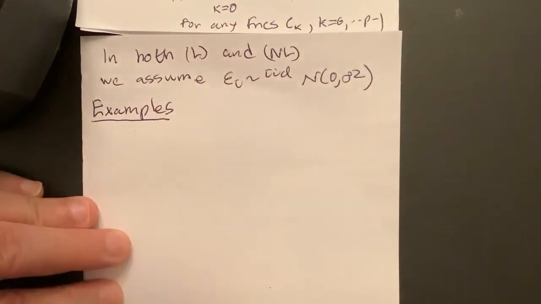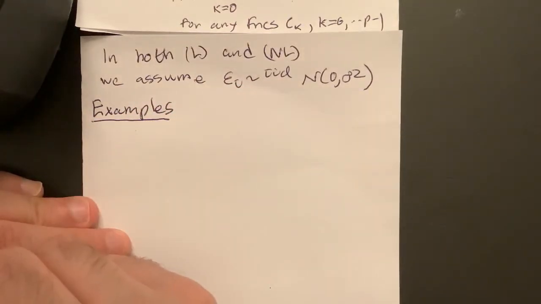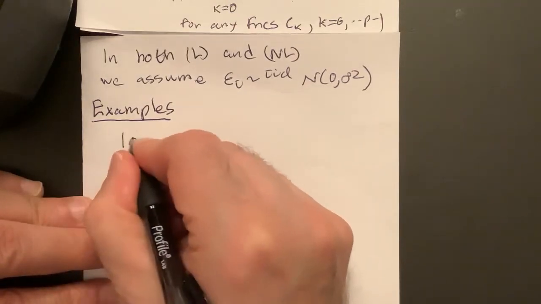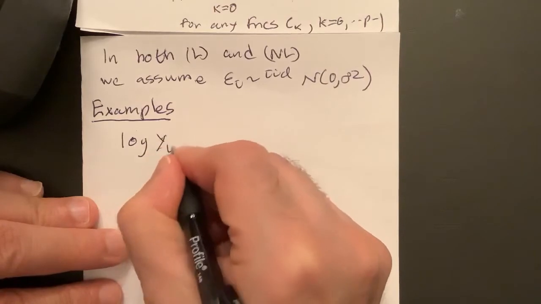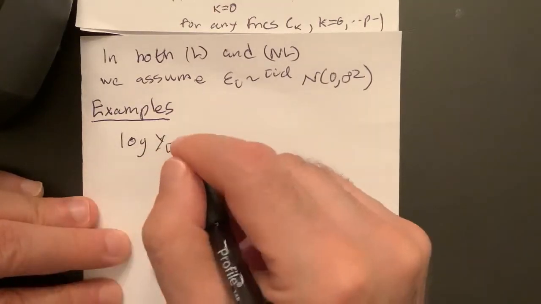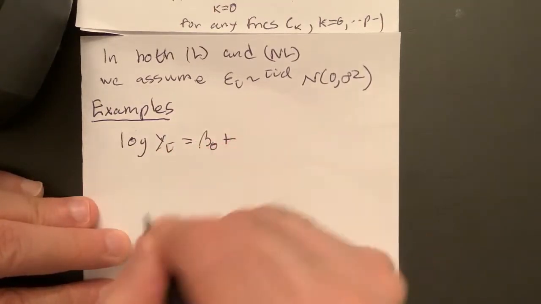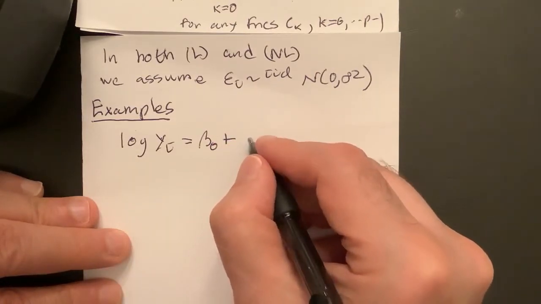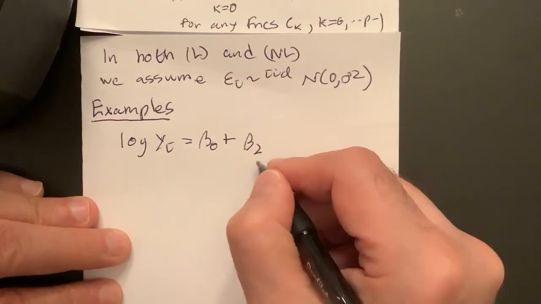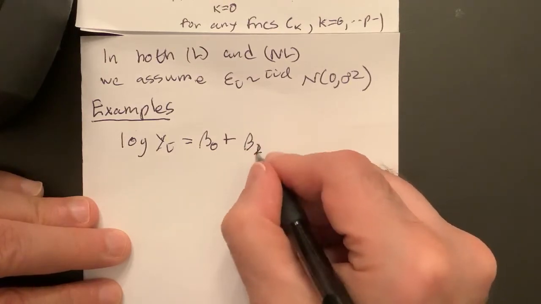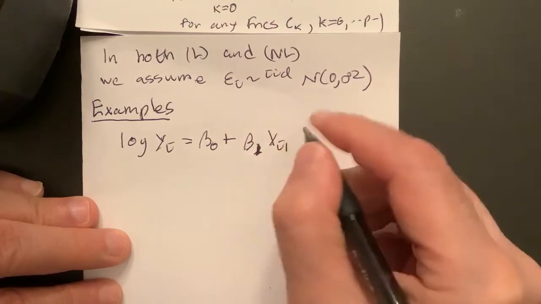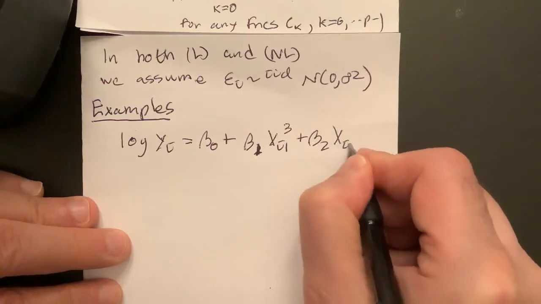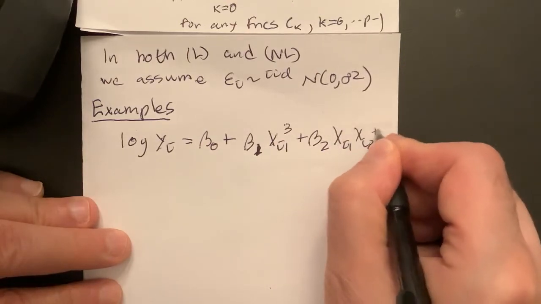And let's play the game: linear or nonlinear. Okay, so what about, suppose I have log y_i equals beta_0. Now that should give you the hint, right? But you can't just tell by the letters. Plus beta_1 x_i1 cubed plus beta_2 x_i1 x_i2 plus epsilon_i.